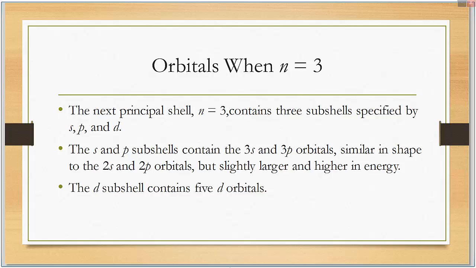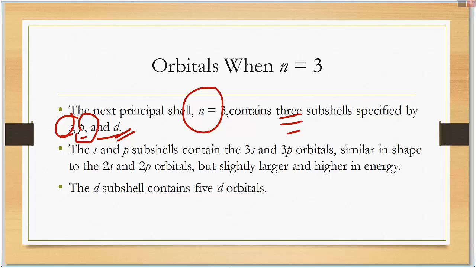Orbitals when n equals 3. The next principal shell, n equals 3, contains, hence, 3 subshells, S, P, and D. So the S is still going to be the sphere, the P is still going to be those dumbbells. Now we're adding those clovers. The S and P subshells contain the 3s and 3p orbitals, similar to the shapes in 2s and 2p, but slightly larger and higher in energy.